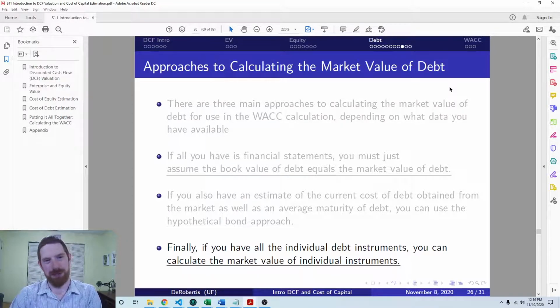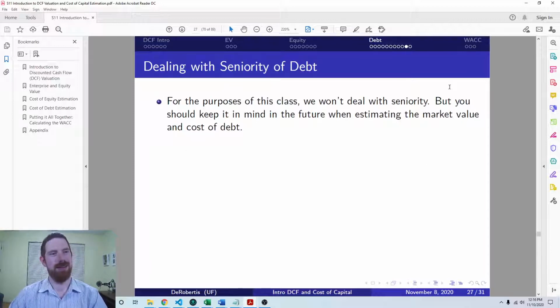So those are the three approaches we're discussing in this course, and we're going to look at how to implement each of them in the following video. But before we wrap up, I do want to just talk a little bit about the seniority of debt. And we're not going to handle it within the examples in this class, but it is something that you want to think about if you go to build a more serious debt side of a DCF model for when you need to be really accurate in the model.